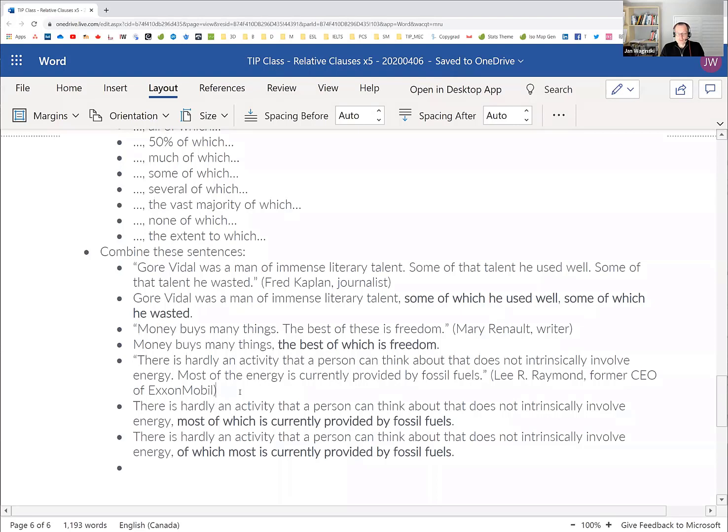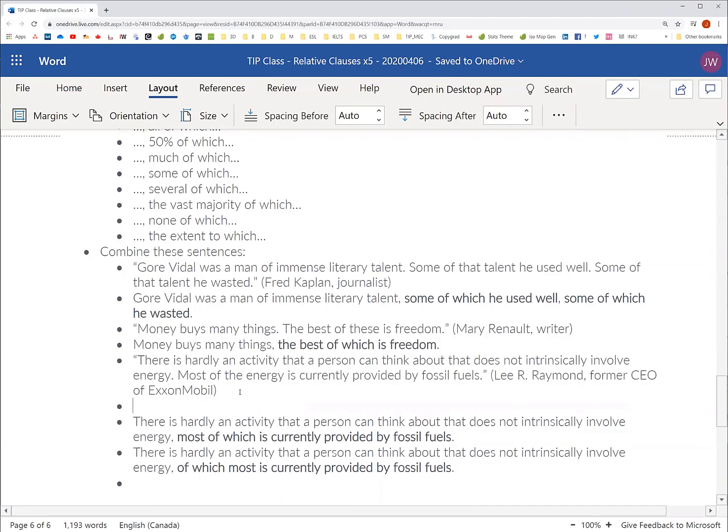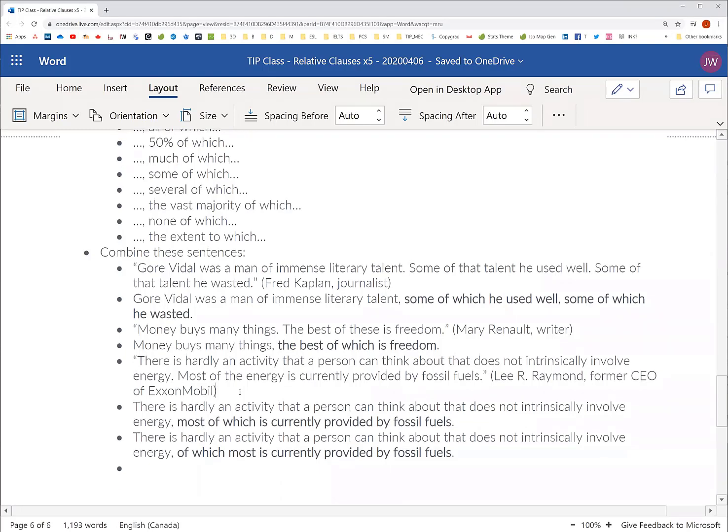It's not really a grammar issue. It's a vocab issue. What is that preposition connected to? What is it collocating with? For example, let's say there is hardly any activity that a person can think about that does not intrinsically involve energy, most of which is currently provided by fossil fuels. So the same preposition that you would use in the simple sentence is the same one you're going to use in this kind of relative clause.